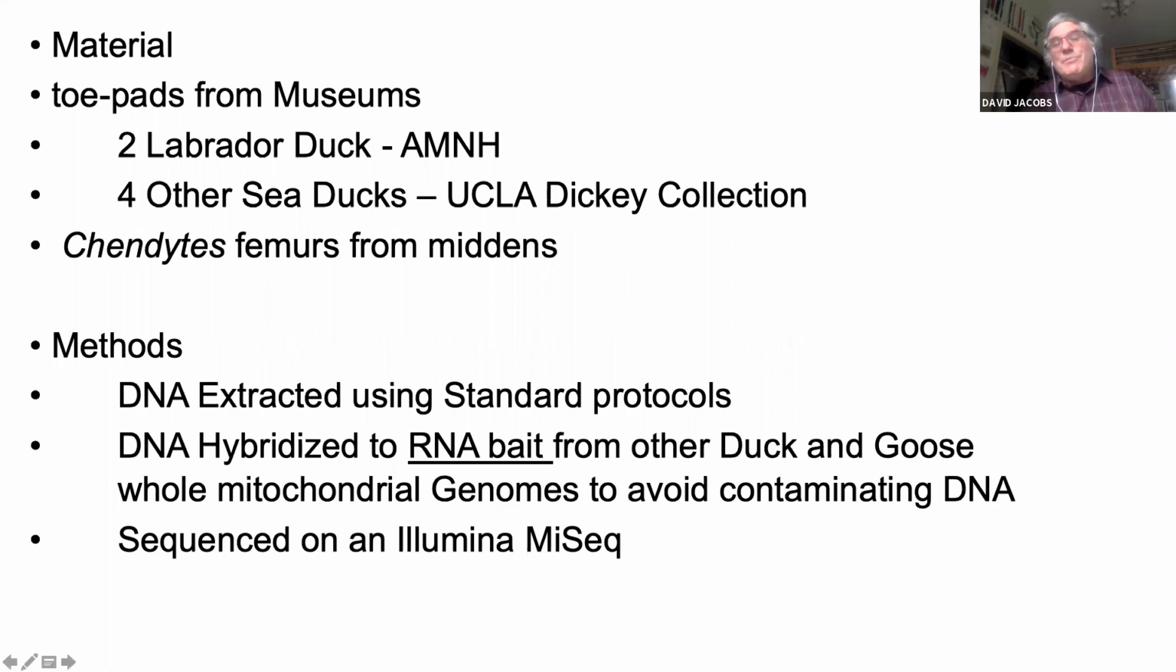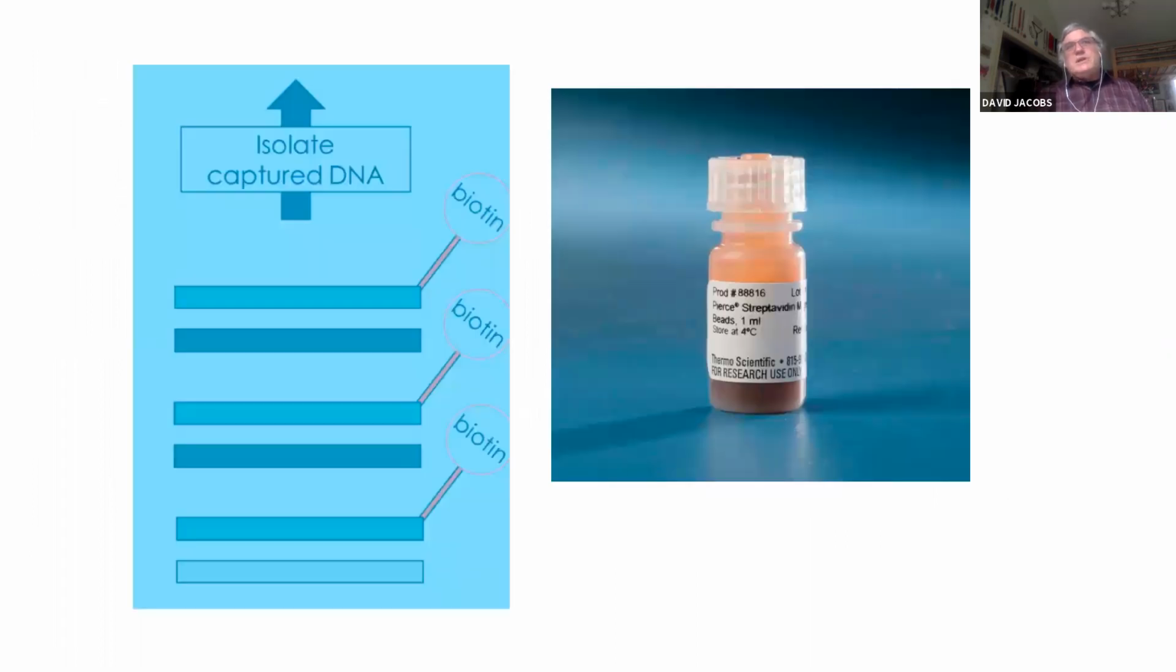So we got a variety of material from museum collections and from these middens, extracted them using standard ancient DNA practices, and used full mitochondrial duck genomes and goose genomes as bait. This means that you biotinylate the RNAs that are copies of all that material, and then you can pull that out with magnetic beads associated with streptavidin and get just the DNA of interest, or primarily the DNA of interest, from a degraded sample.